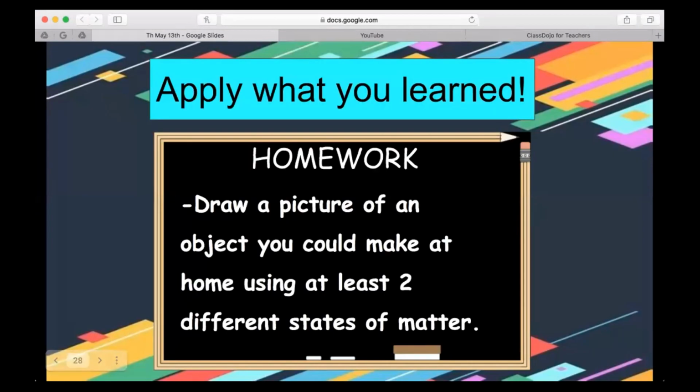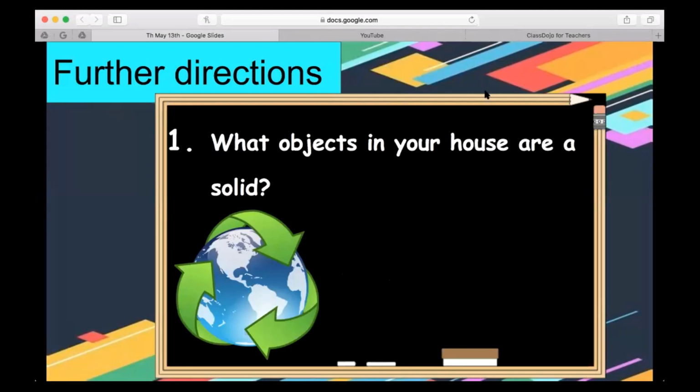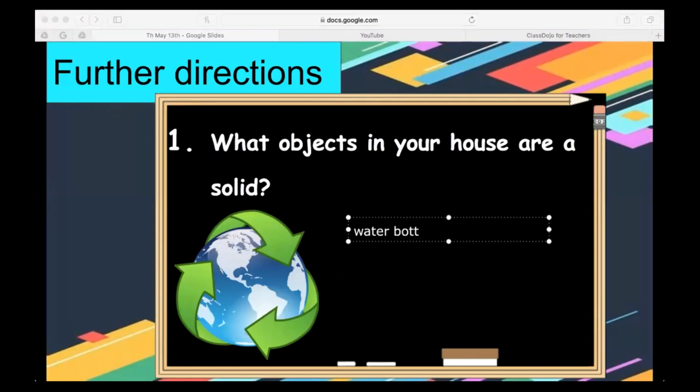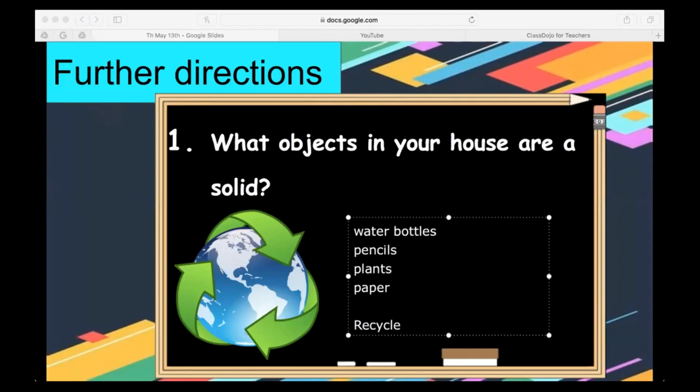All right. And homework. Draw a picture of an object you could make at home using at least 2 different states of matter. So your homework is to draw a picture of something you could make using 2 different states of matter. For example, what objects in your house are a solid? Let's recycle, okay? You could use water bottles, pencils, plants, paper, but try and recycle if you can, okay?